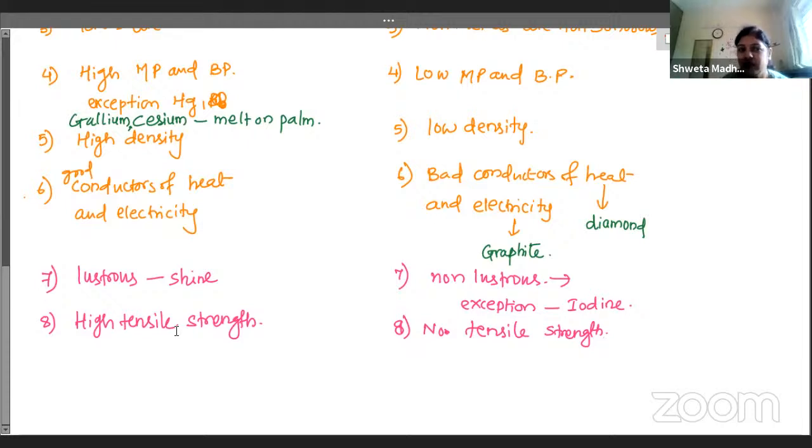Any other property left out? Is there any other property? Some colors. Metals are generally grayish in color, or shiny; copper is brown. Non-metals possess different colors, but that cannot be considered because most of them are in the gaseous state. Okay. Any other?